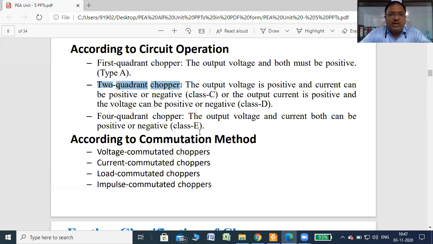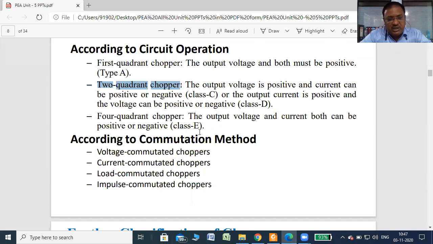Then the last classification is according to the commutation method. Already I told you that if you are using SCR in DC circuits, you require commutation circuitry to turn off the SCR whenever you want. There are various types of commutation circuits. A few are given here: voltage commutated chopper, current commutated chopper, load commutated chopper, and impulse commutated chopper. So these are the four different commutation methods.